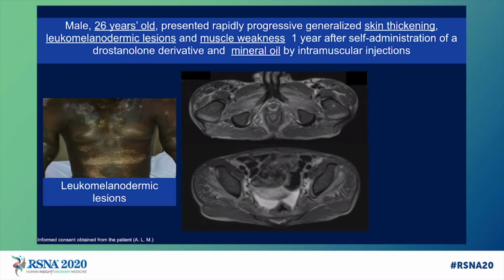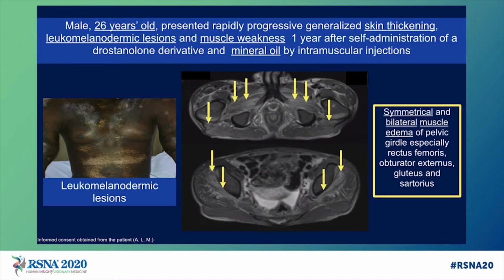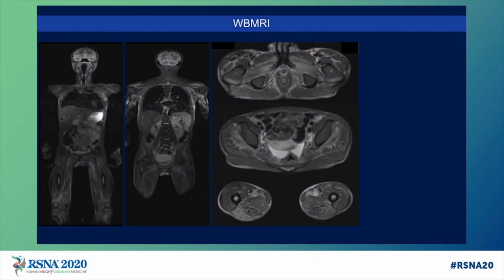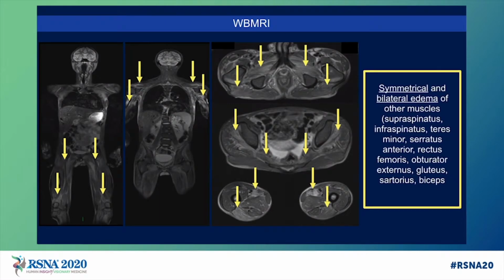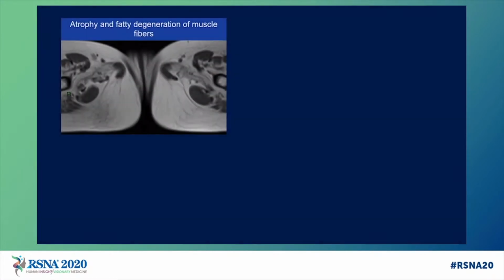Let's compare with the second case, a 26-year-old with this skin lesion and muscle weakness after a self-administration of mineral oil. And on MRI, we could see the symmetrical and bilateral muscle edema. We also performed a whole body MRI of this patient and could note other muscles that were also affected.